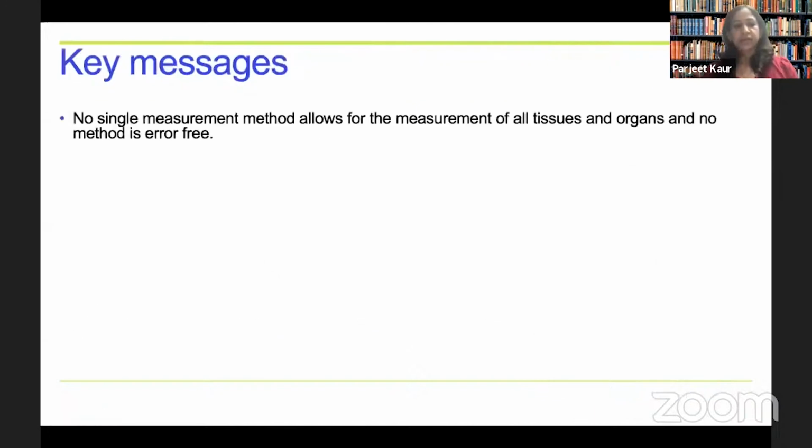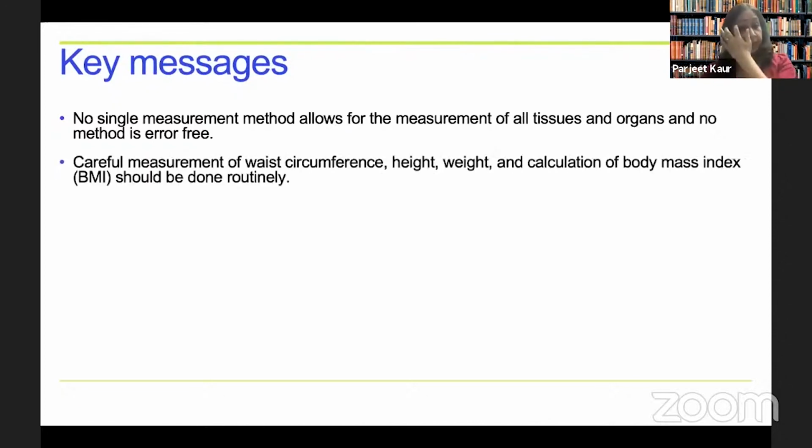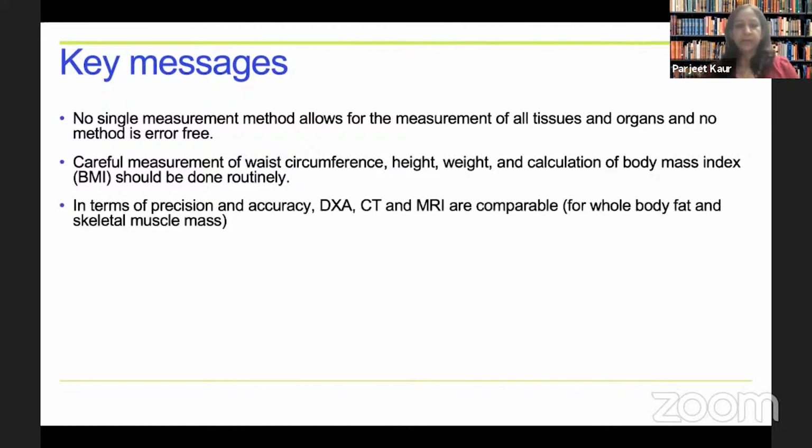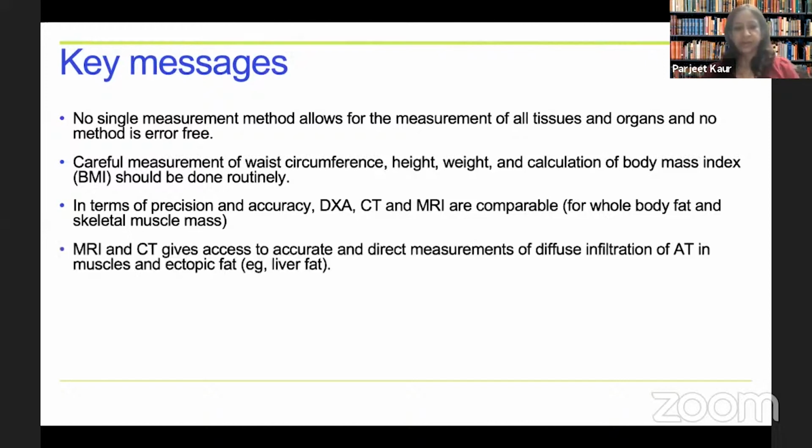So the key messages are, there is no single measurement which allows the measurement of all the tissues and organs, and there is no method which is error-free. So that we have to keep in mind. Careful assessment of waist circumference, height, weight, and calculation of BMI should be done routinely. At least that is the minimum we should be doing. In terms of precision and accuracy, DEXA, CT, and MRI are comparable for the whole body fat as well as the skeletal muscle mass. So these three methods have very high precision and accuracy.